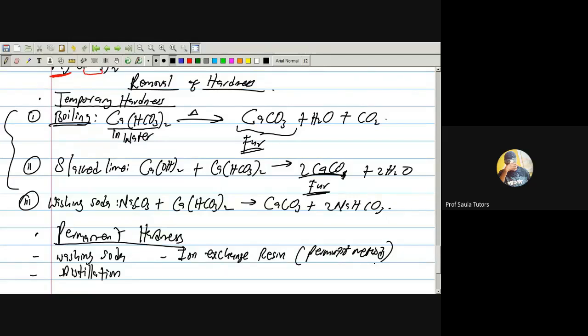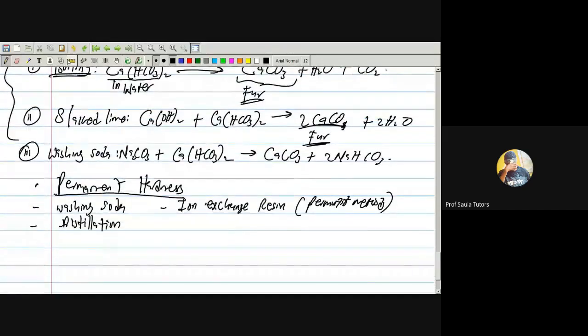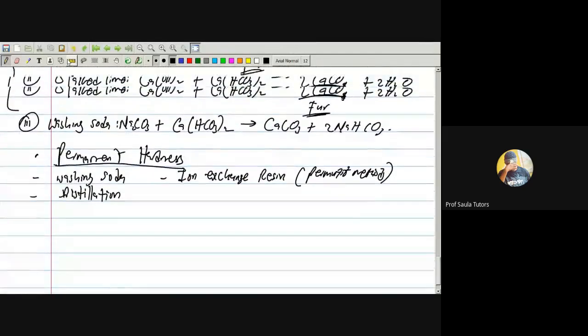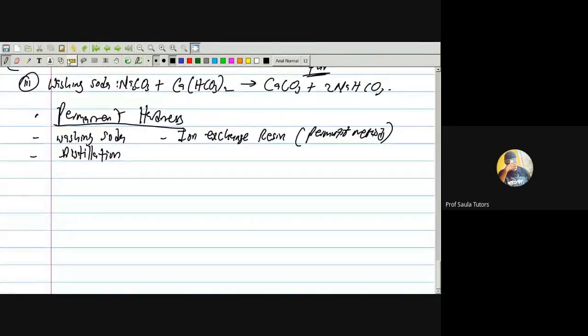Good. So if you tell me that temporary hardness can be removed by distillation, you are correct, because a method that can remove permanent hardness will also remove temporary hardness. Now, we have learned how to remove temporary hardness and permanent hardness. The next thing we are going to learn is the disadvantages of hardness, and also the advantages of hardness.